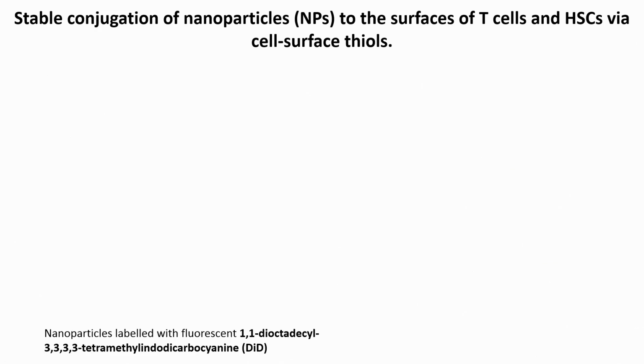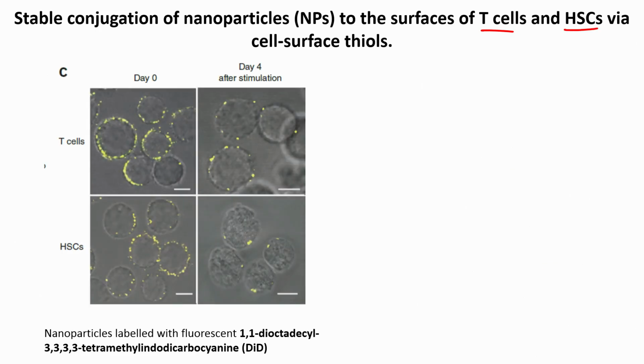Then they got stable conjugation of these nanoparticle surfaces on both the T cells as well as the hematopoietic stem cells via these cell surface thiols. So, here is some imaging. You can see T cells and stem cells at day 0, at the time of conjugation. All this green yellow signal that you are seeing is particles, and the light microscopy shows you these rounded cells. You can see quite a lot of the surface is loaded with these particles, both on the T cells as well as on the stem cells.